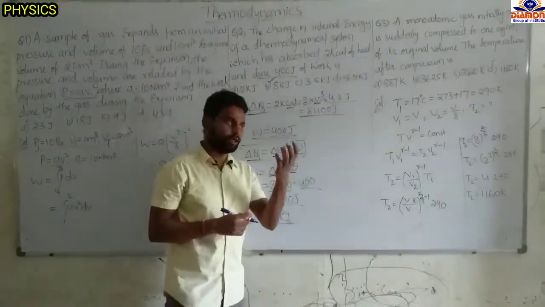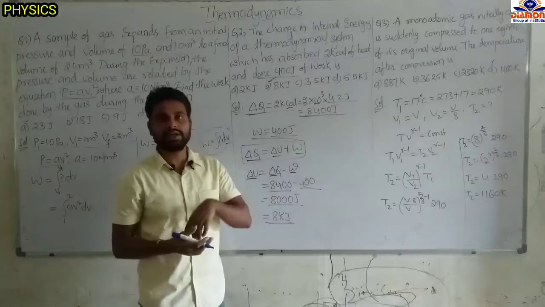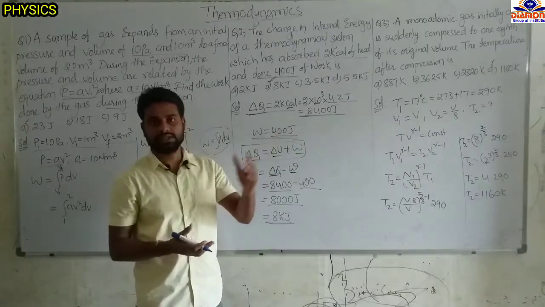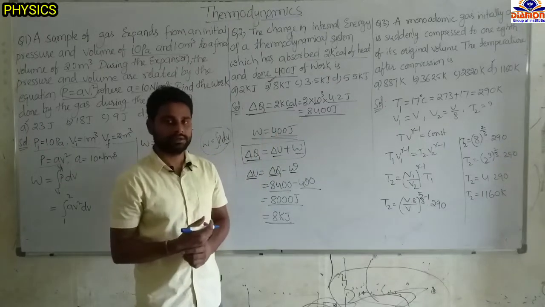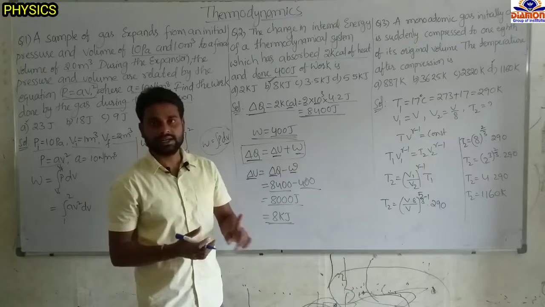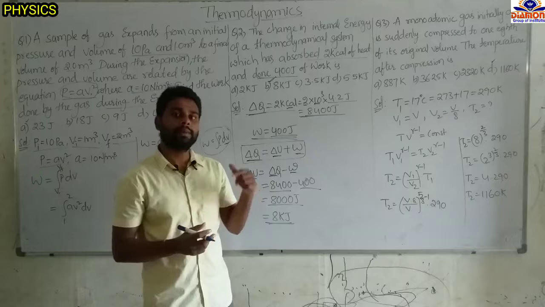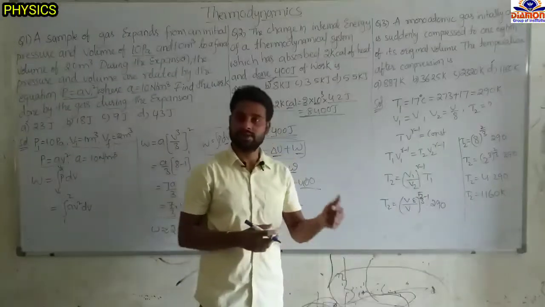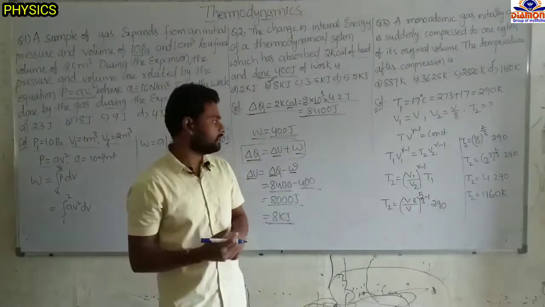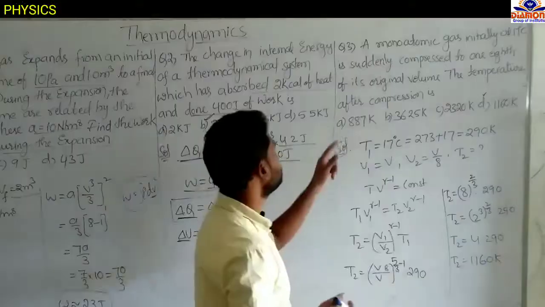If the system absorbs heat, it is positive; if the system rejects or releases heat, it is negative. Temperature increases, internal energy is positive; temperature decreases, internal energy is negative. Work done by the system is positive, work done on the system is negative. Remember this sign convention. And next, see the next question.